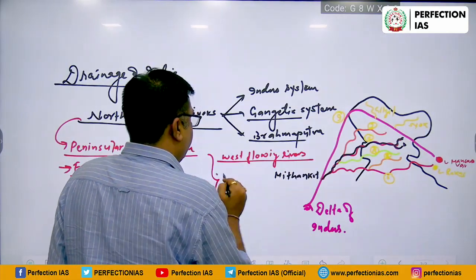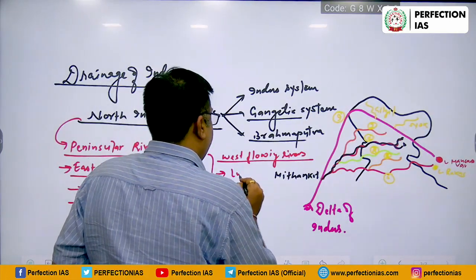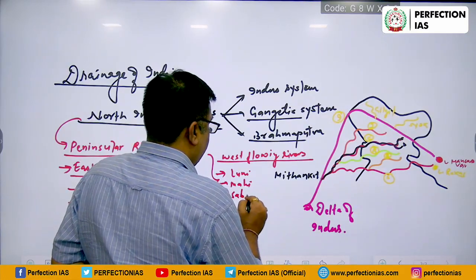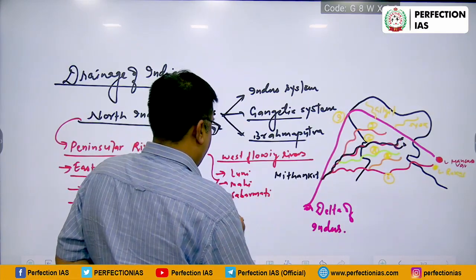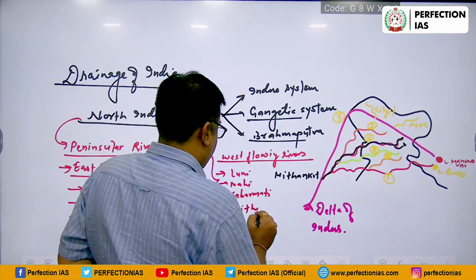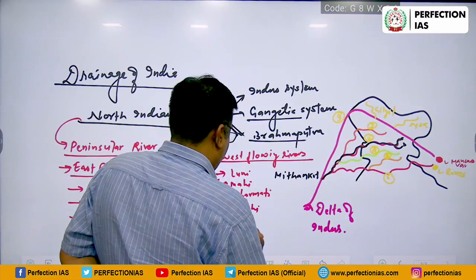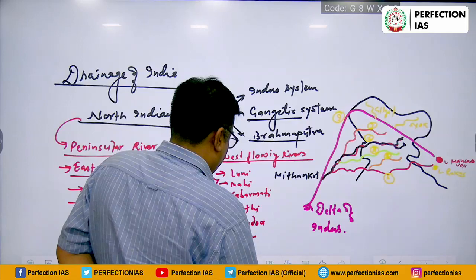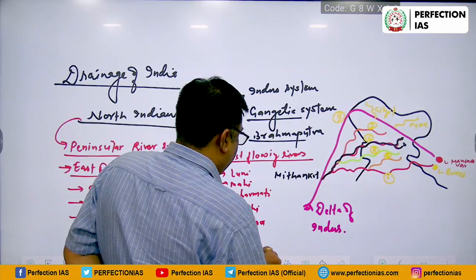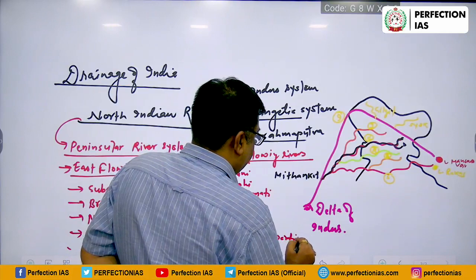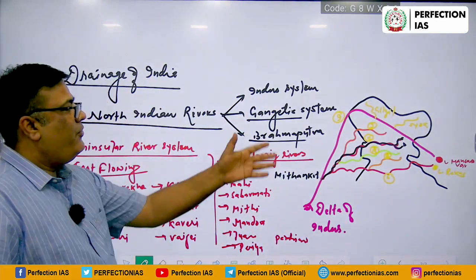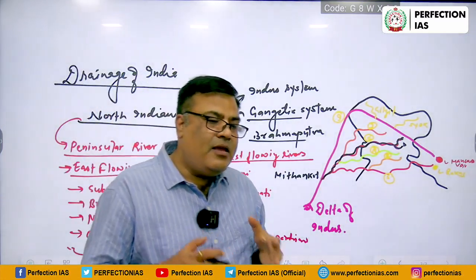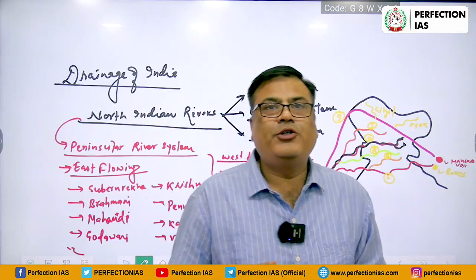West flowing rivers like Luni, Mahi, Sabarmati, Mithi, Mandovi, Juari, Periyar, Pambiyar, etc. And your drainage system is done. And from this part, almost every year a question comes in the prelims examination.